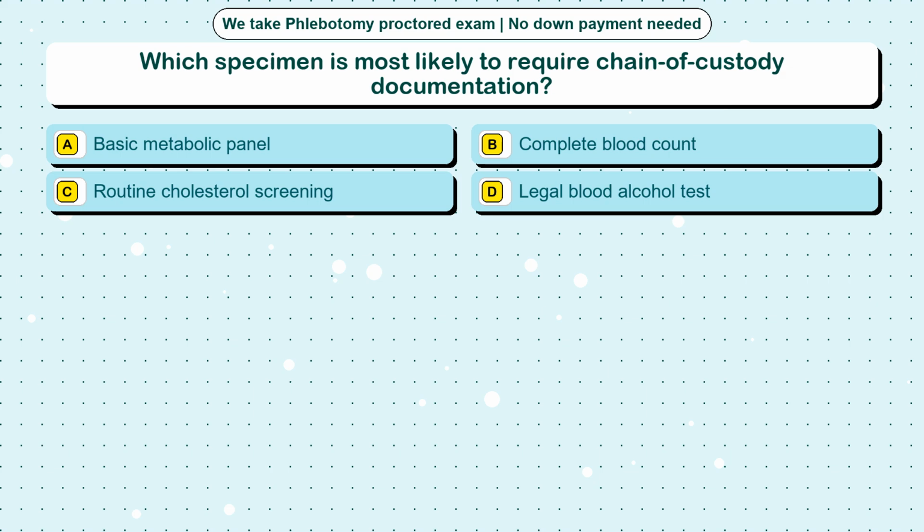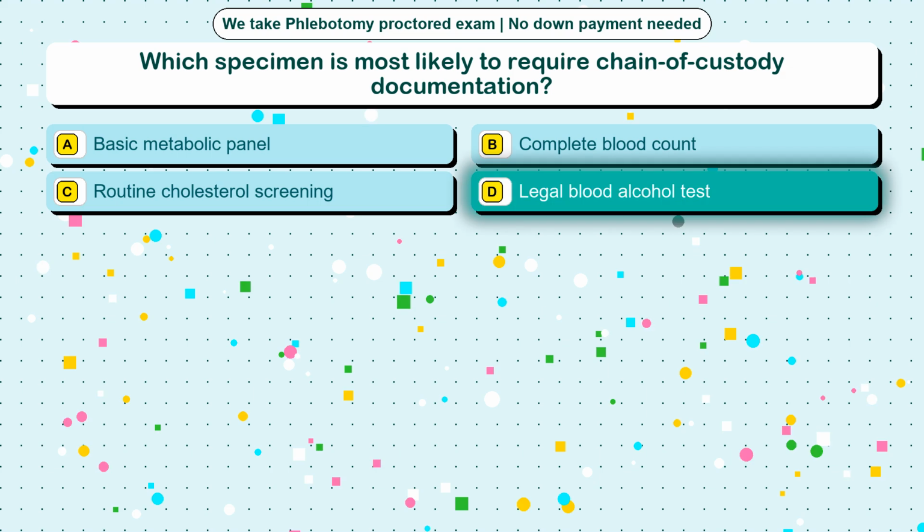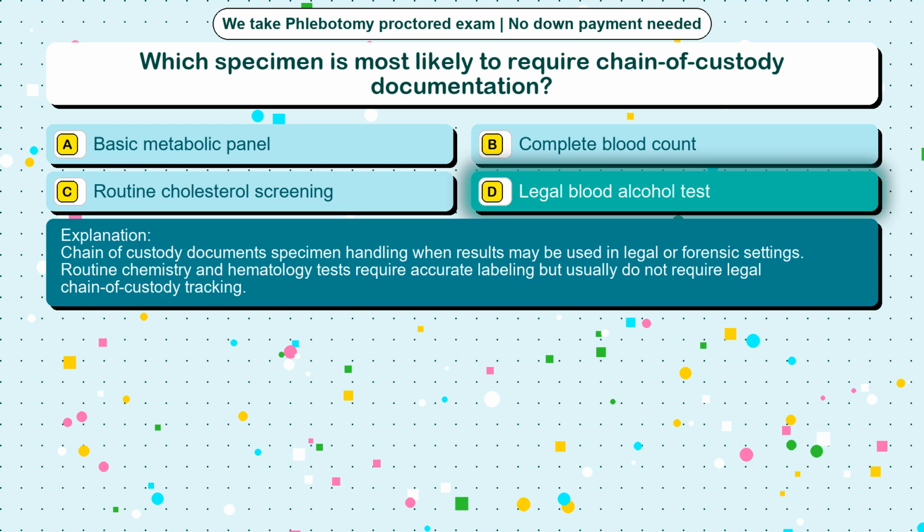Option B, complete blood count. Option C, routine cholesterol screening. Option D, legal blood alcohol test. The correct answer is option D, legal blood alcohol test. Chain of custody documents specimen handling when results may be used in legal or forensic settings. Routine chemistry and hematology tests require accurate labeling but usually do not require legal chain of custody tracking.